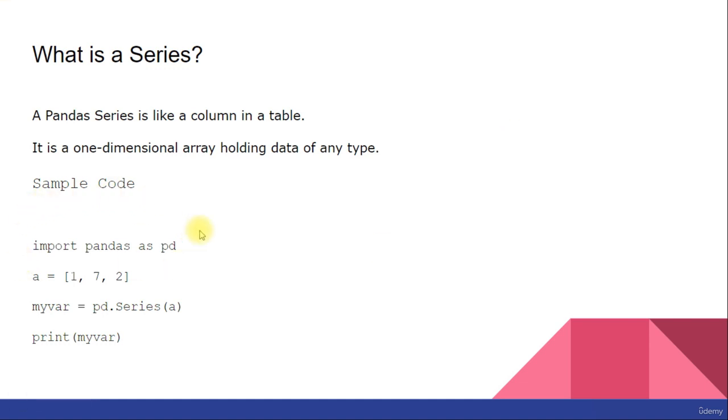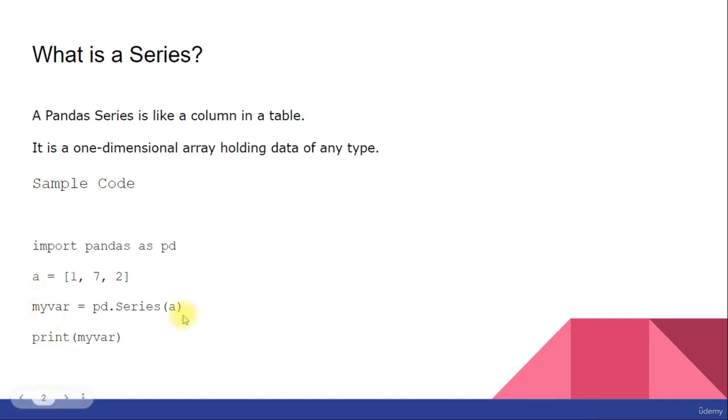Now sample code for Pandas series. First of all, you need to import pandas as pd. Now here we have a simple Python list. Let's name it a. This list contains 3 elements, 172. Now I want to make a new Pandas series. So let's name it myVar. This will be a new Pandas series and this will be equal to pd dot, we have a series function. And inside this series function, I'll give this list a. So this will be converted into a Pandas series and it will be stored into this variable called myVar.